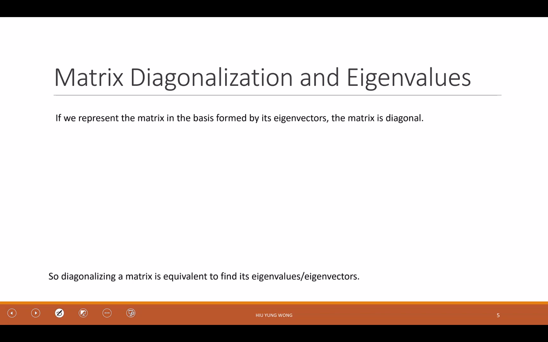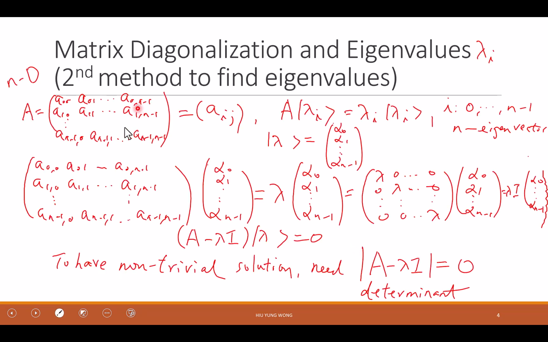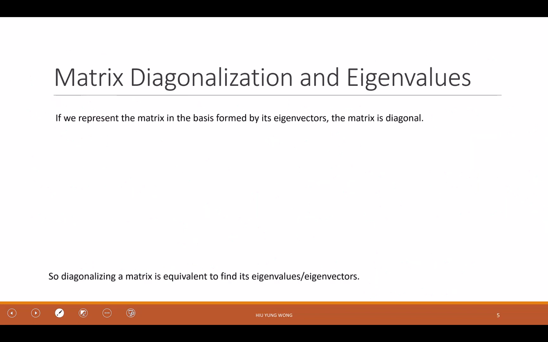Then, when I write down this A in this way, I'm using a certain basis, right? As I said, I always need to express in a basis. If I express it in the basis by its eigenvector, then the matrix is going to be diagonal. That's what I try to say.